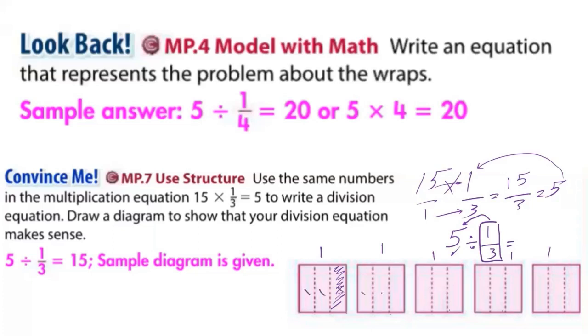1, 2, 3, 4, 5, 6, 7, 8, 9, 10, 11, 12, 13, 14, 15. Okay, so here are 15 pieces in 5 wholes. That may easily come if you multiply directly 5 by 3. That will give you 15. Okay, copy the answer and move to the next part in our session.